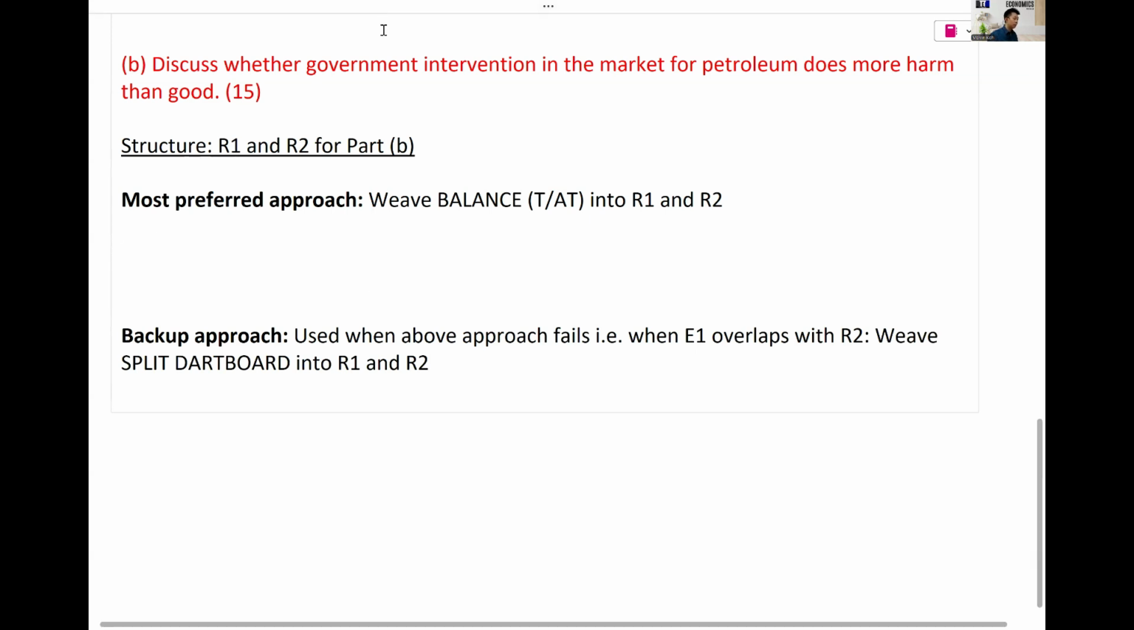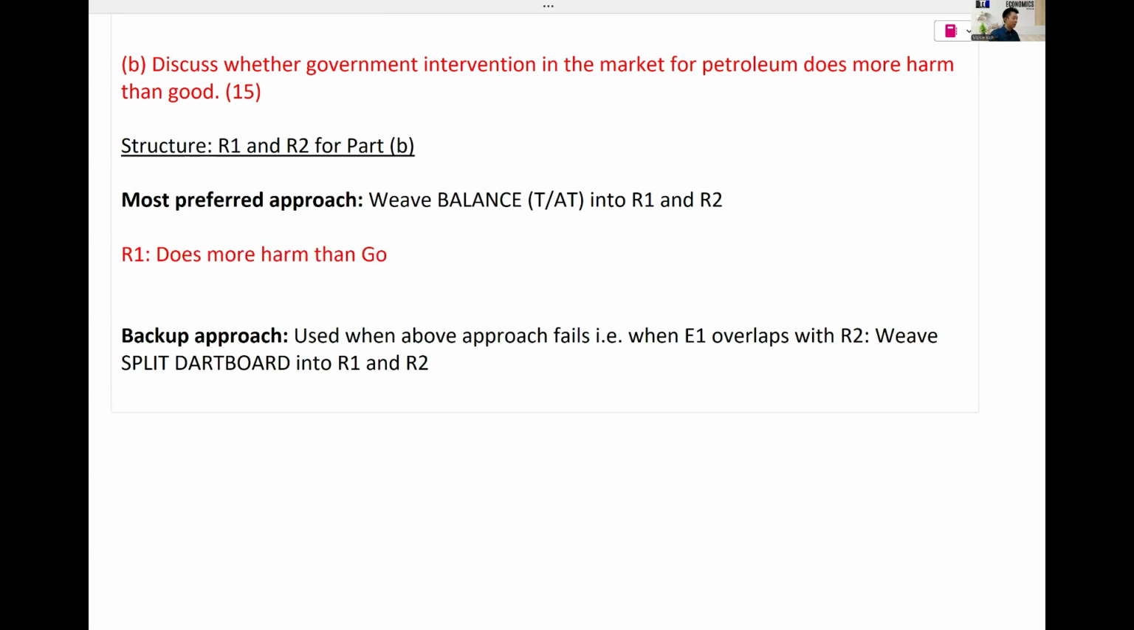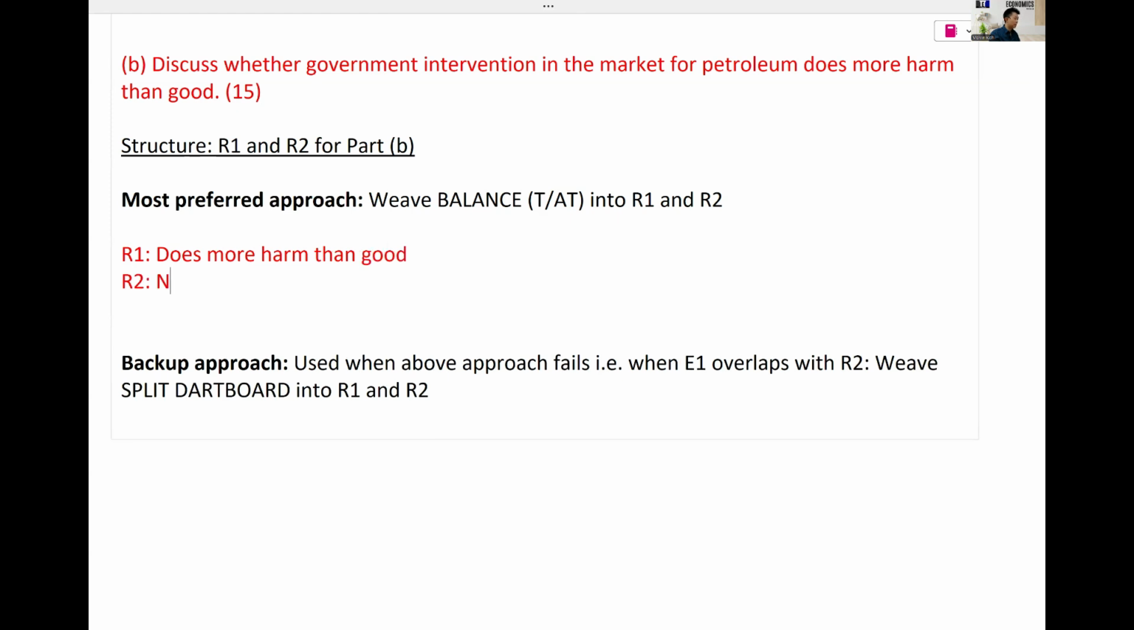So, for the question number, Aiden, any idea? If I weave my balance into R1 and R2, what would it look like? My R1 here, if I try to put my balance, yes, it does more harm than good. And maybe you want to say, no, it doesn't. It does more good than harm. Correct? So let's say this is R1, this is R2.